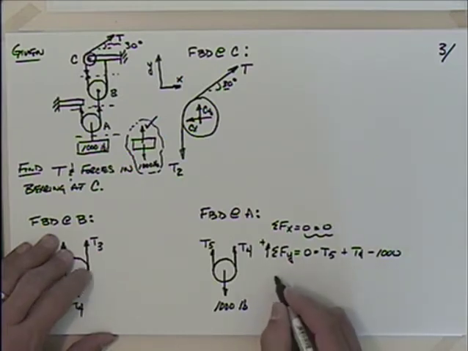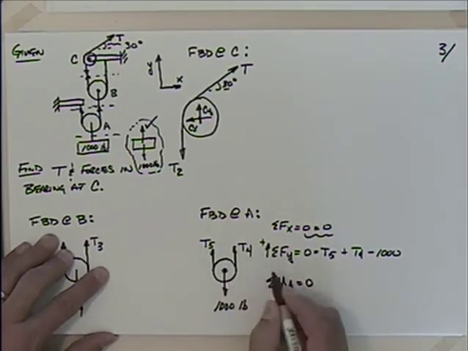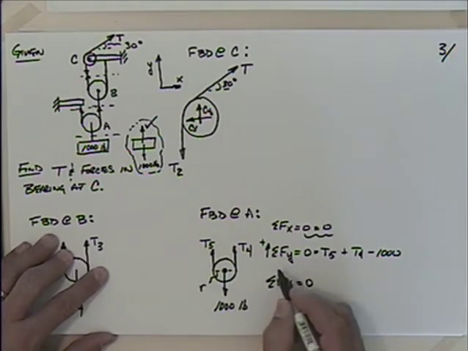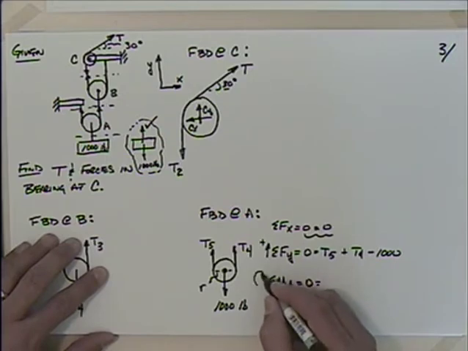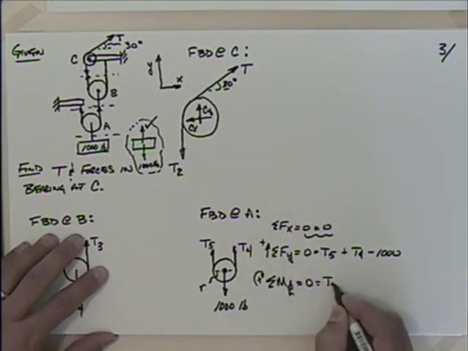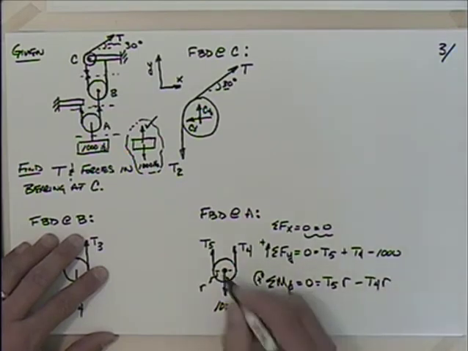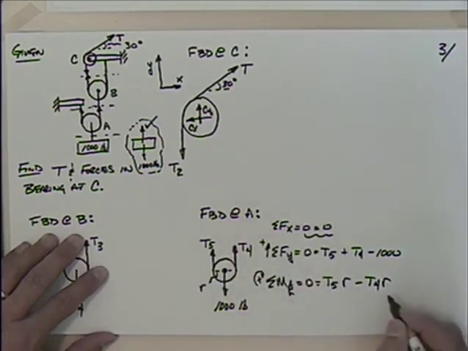So what I will do is the sum of the moments about the center on this thing, setting that equal to 0. We will assume that the radius on this thing is r. That would be the same either side because it's round. So I could say that I have, taking clockwise as positive, T5 times r minus T4 times r, because this one's going to tend to rotate it clockwise. This is going to rotate it counterclockwise.